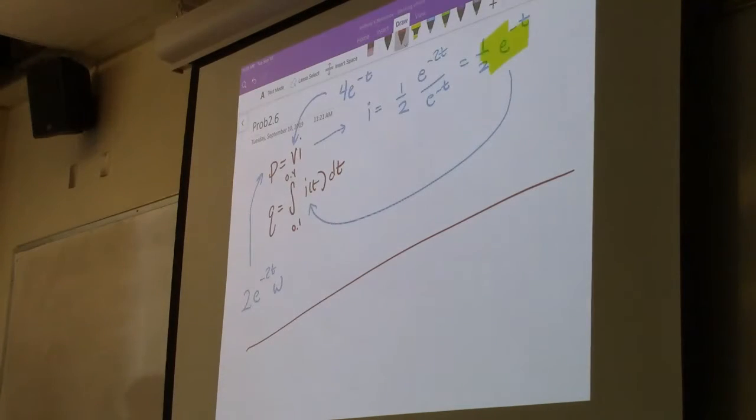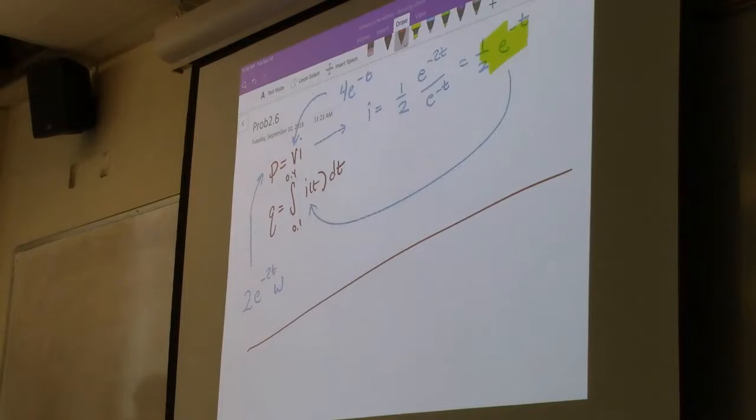So perhaps, for some people, maybe that first step of doing I equals P over V, realizing that you can do that with instantaneous or time-varying equations in the same way that you could do it with scalar values, might have been a bit confusing. But you can do that, most definitely.